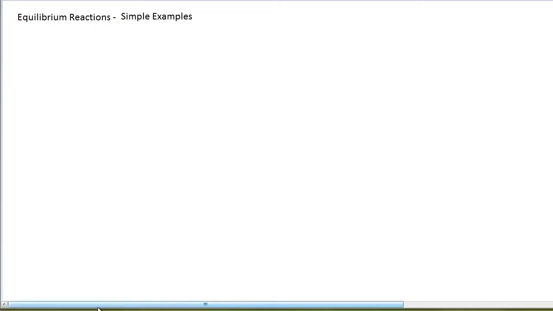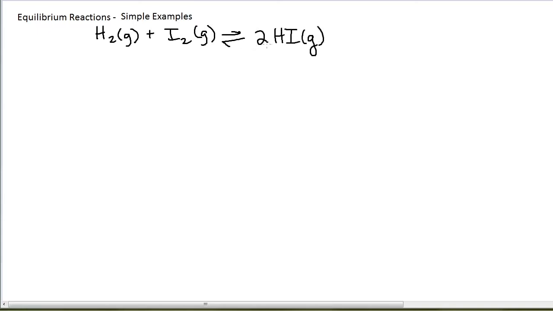Let's look at some simple equilibrium reactions and get familiar with the equilibrium expression. Let's say I have the reaction between hydrogen gas and iodine gas. Remember that they're both diatomic, and the product of this reaction is hydrogen iodide gas. Again, to balance it, I'd need the two as indicated here. Again, hydrogen and iodine are diatomic, and so I have to remember that when I write this reaction.